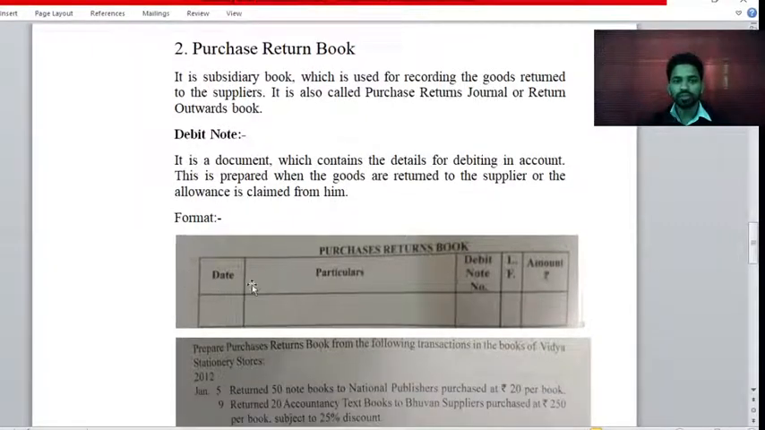Now see, this is the format. The date column, particulars column, debit note column, LF column, and the amount column. Like this we have to draw the format to prepare the purchase return book.